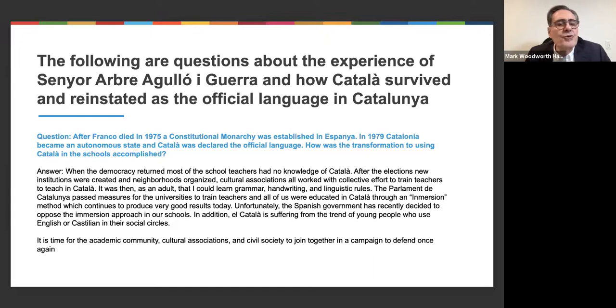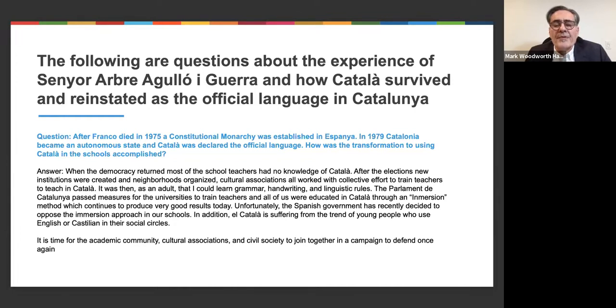After the elections, new institutions were created and neighborhoods organized. Cultural associations all worked with collective effort to train teachers to teach Catalan. It was then, as an adult, that I could learn grammar, handwriting, and linguistic rules. The Parlement de Catalunya passed measures for universities to train teachers, and all of us were educated in Catalan through an immersion method, which continues to produce very good results today.